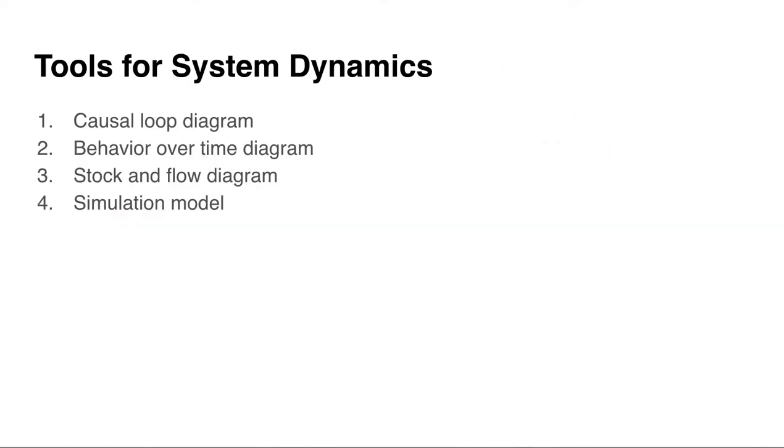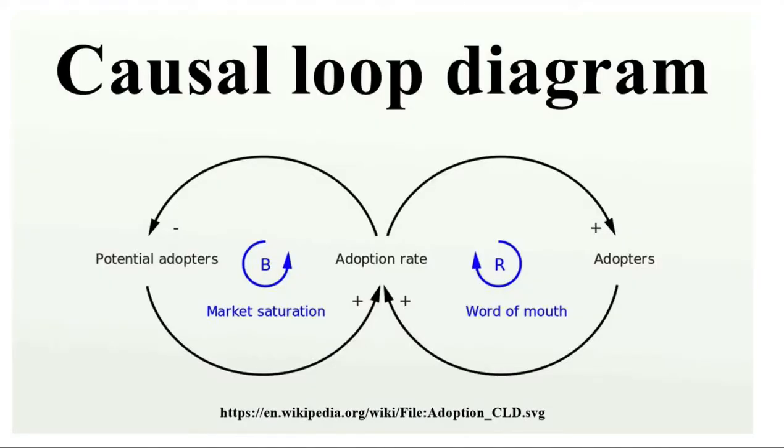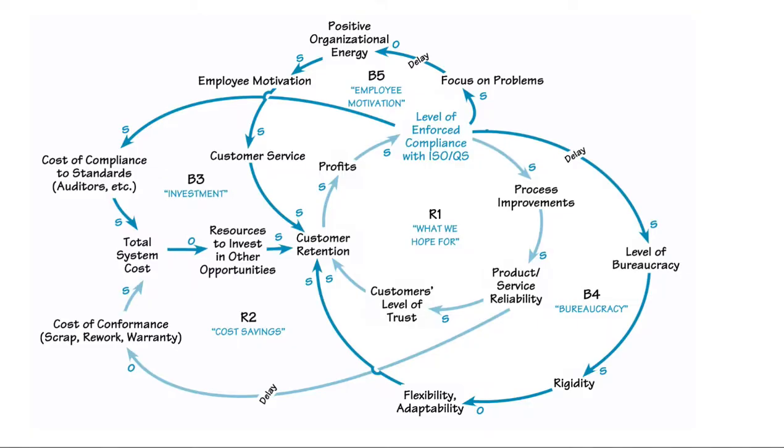There are four tools that typically are used in system dynamics. The causal loop diagram, which looks something like this, tells you what causes what, what is a reinforcing loop that increases a certain goal that you have, and what is a balancing loop that balances it out. There are simple causal loop diagrams, and you can also see that there could be many complex, related causal loop diagrams that you can build.